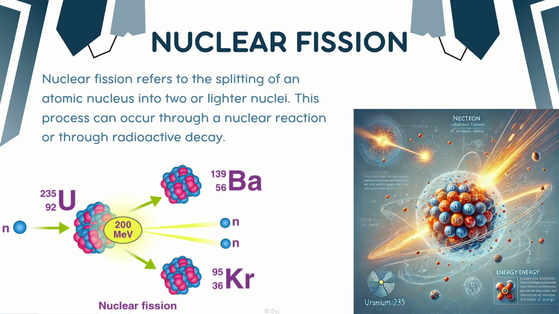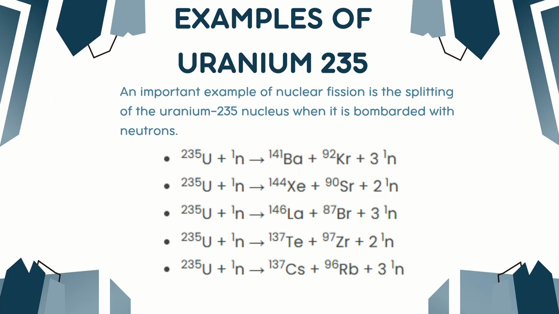Nuclear fission is a process where a heavy atomic nucleus splits into two or more smaller nuclei. This process can be initiated by bombarding the nucleus with a neutron. Fission releases a tremendous amount of energy, which is why it is used in nuclear power plants and atomic bombs. Now let us look at some important examples of nuclear fission.